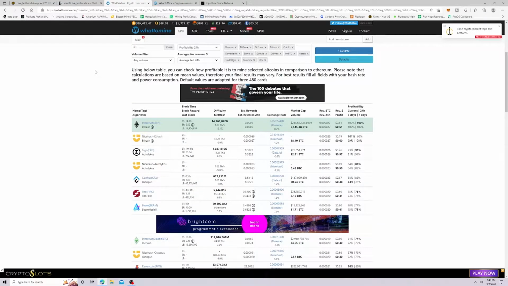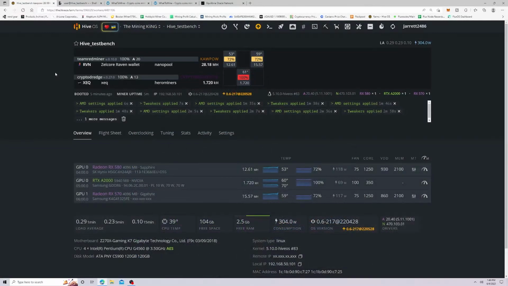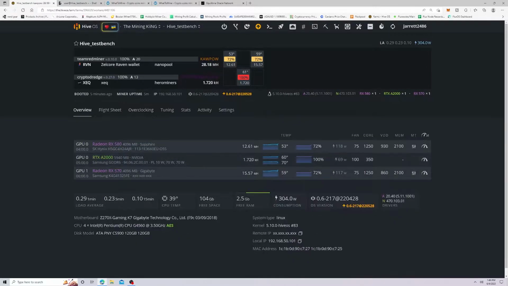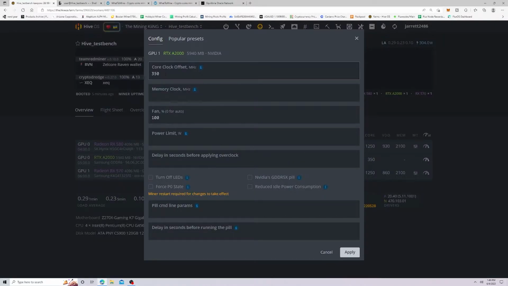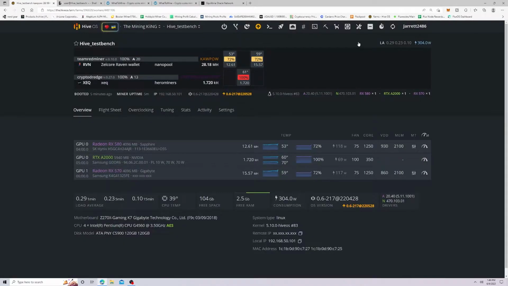Let's go over to my HiveOS. We are over at my overview of my test bench, and I have my AMD cards mining Ravencoin, and then I have my A2000 doing CryptoNightGPU, and these are my overclocks, which are really simple. It's just 350 on the core. I have found out that, in my experience, at least with this card, the A2000, the CryptoNightGPU algorithm is a core dependent algorithm.